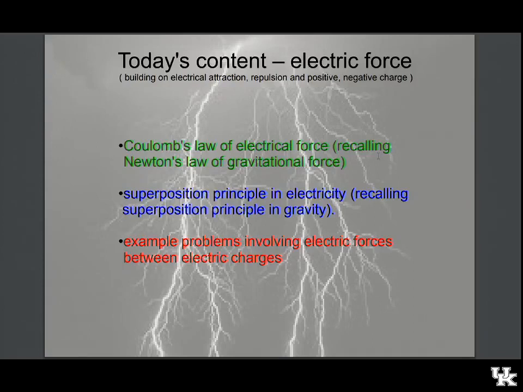So today's class, I wanted to move on from talking about electrical attraction and repulsion and positive and negative electrical charges to the description of the electrical force between electrical charges and how we calculate electrical forces between electrical charges. So specifically, we're going to talk about Coulomb's law for the electrical force.